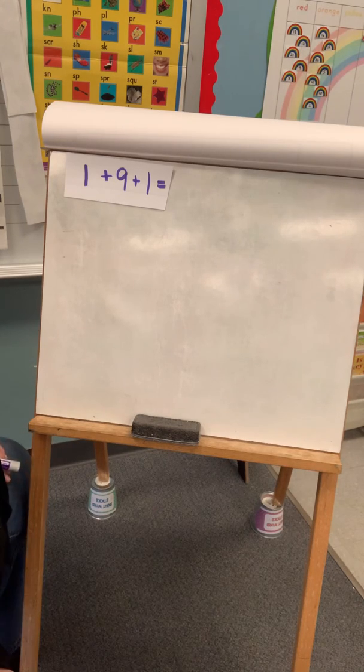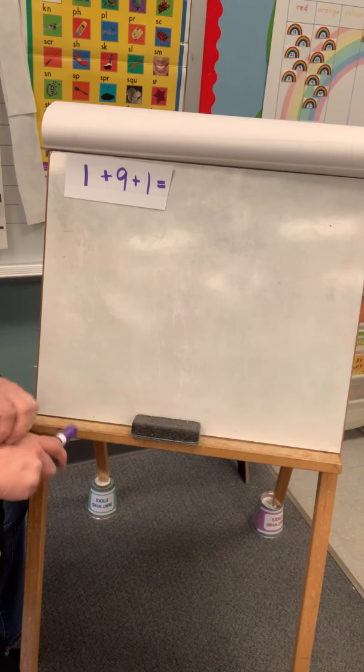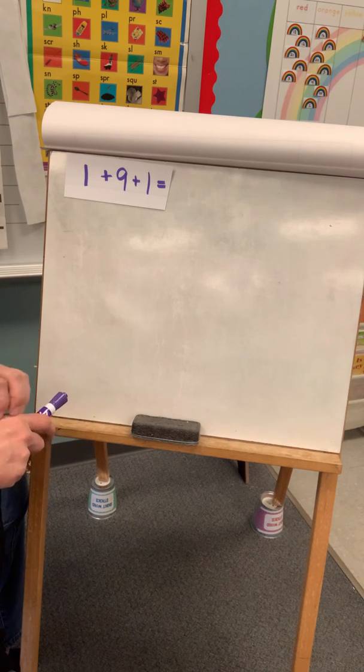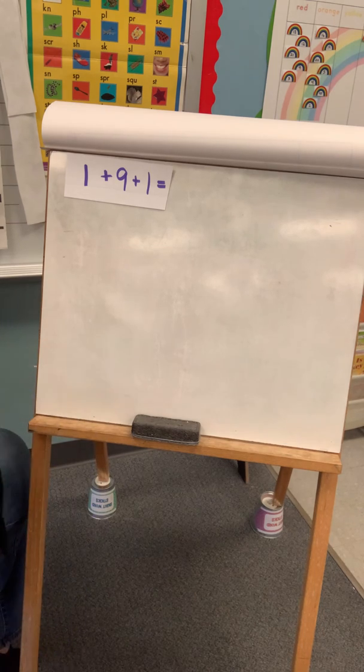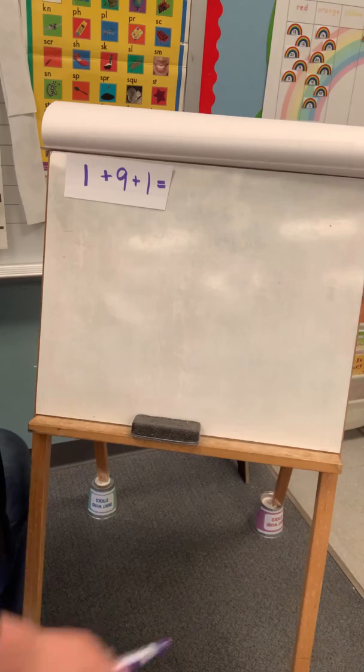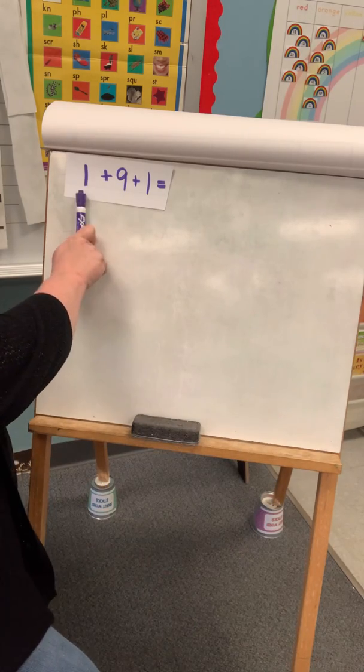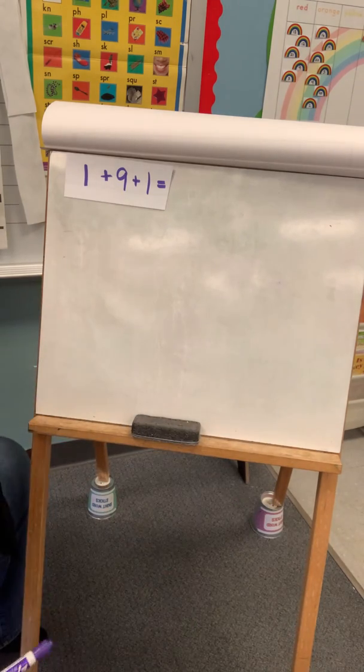Hey there, friends. This week in math, we are going to be adding three numbers in story problems. But before we do that, I wanted to talk about different ways to solve an addition problem that has three numbers. When we're adding three numbers, we can add from left to right, but we don't have to. When we're adding, we can add in any order that we want.